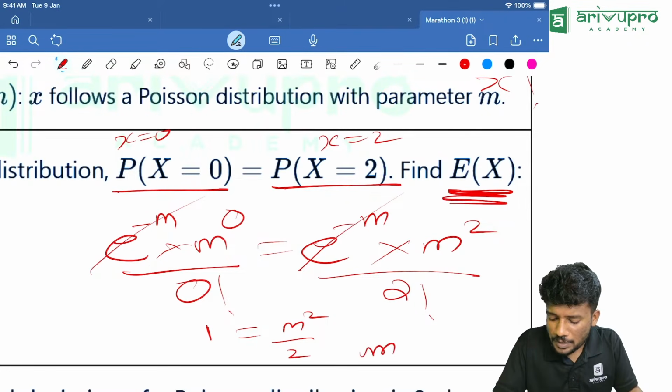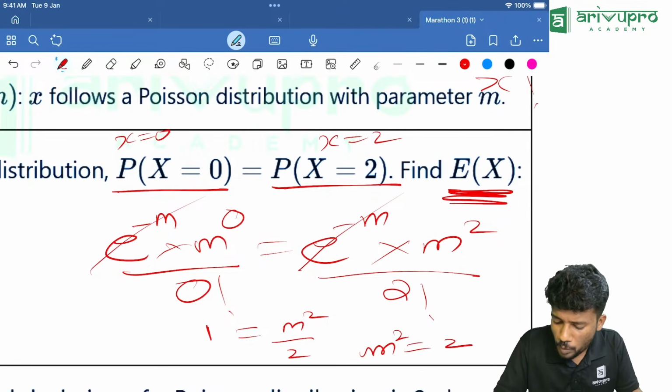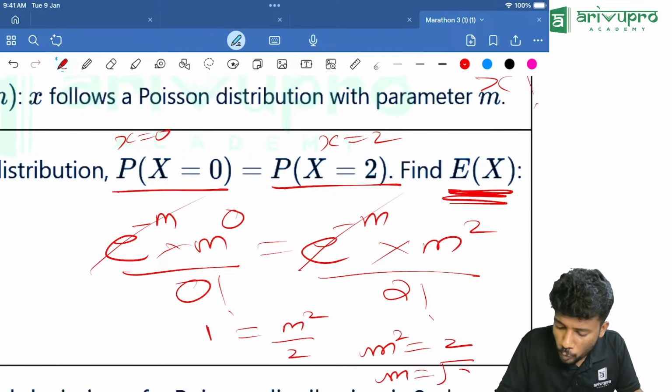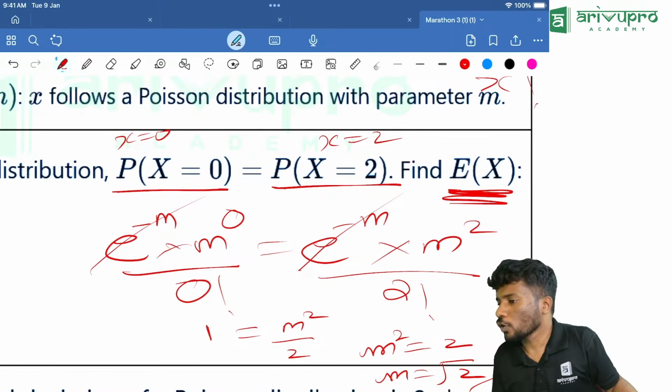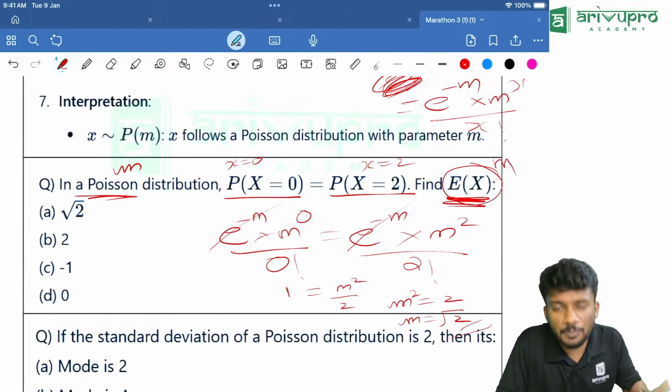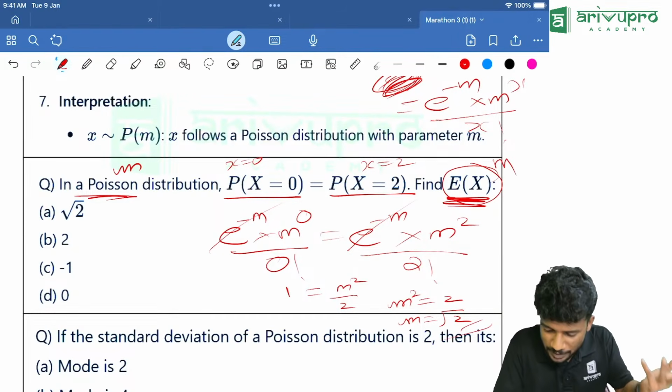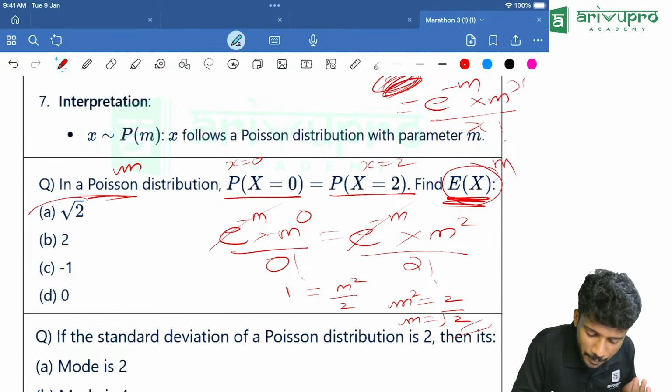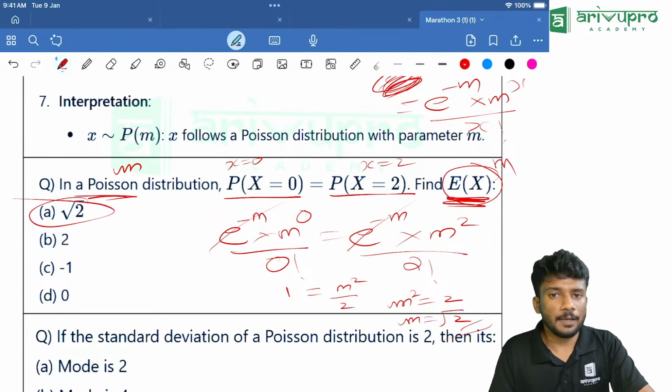Then m square is how much? 2. Then m is how much? Root 2. M is root 2. People, what are they asking? Expectation of x. In Poisson, what is the mean value or expectation of x? That is nothing but m. The answer is what? Option A.